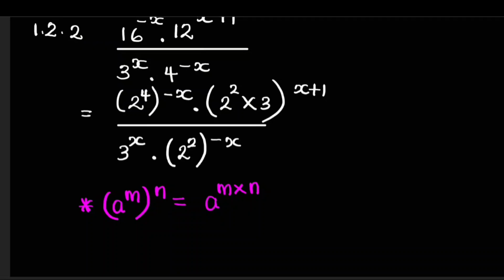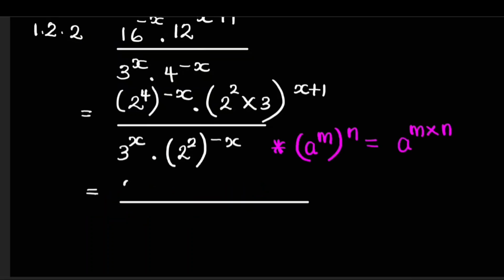From laws of exponents, we know that if we have a to the power m all raised to the power n, we multiply the exponents together because brackets means multiplication anyway. So this is what we're going to apply so that we can get rid of all the brackets. Applying this with the first brackets, we're going to multiply the exponents together.